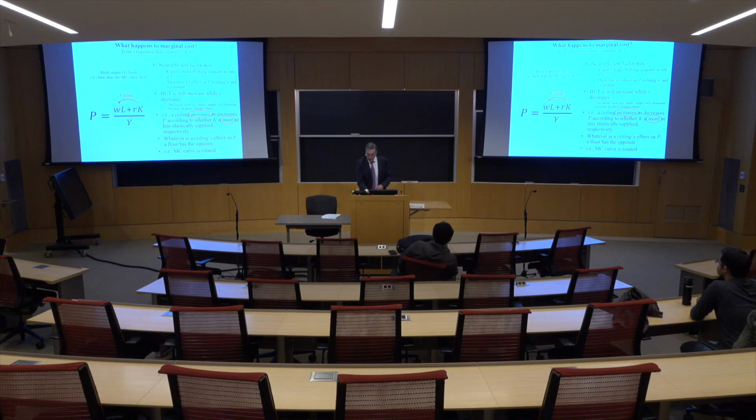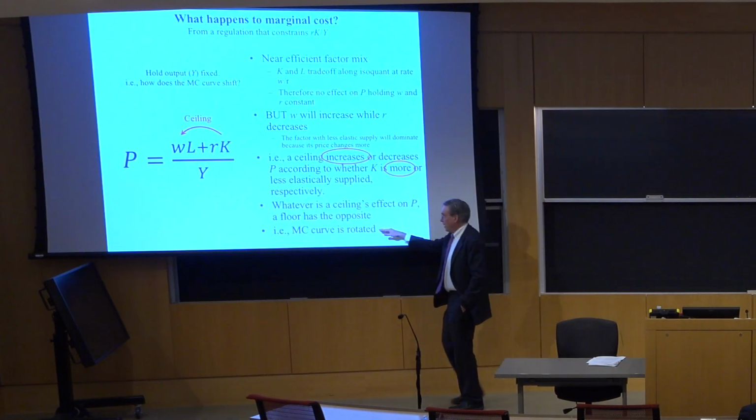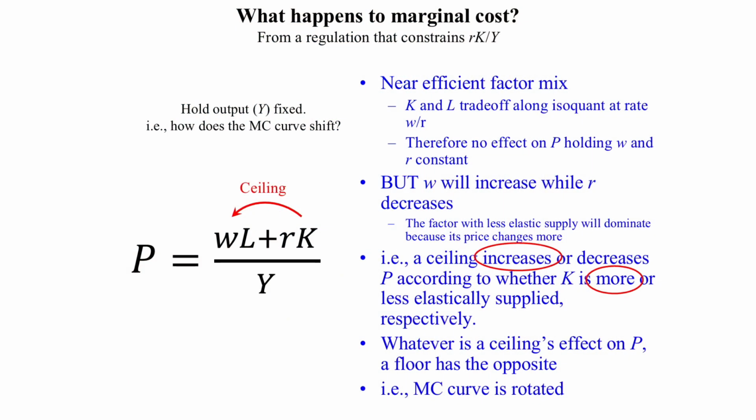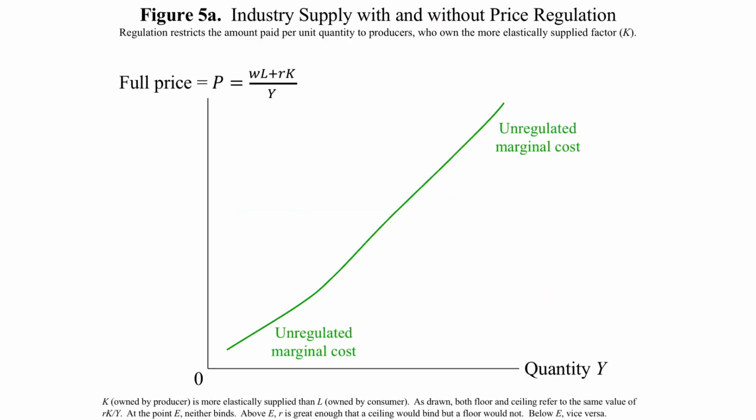So what this means is that a price control is going to rotate the marginal cost curve. It's going to raise P for the ceilings and lower it for the floors. That's one possibility. Or the opposite: it's going to lower it for floors and raise it for ceilings. Either one's a rotation. It's a question whether it's clockwise or counterclockwise. And that's what I've circled here. Knowing which one it is, just tell me whether K is the more or less elastically supplied one. So let me give you a picture. There's our unregulated marginal cost. We're going to take K being more elastically supplied. We'll take that case.